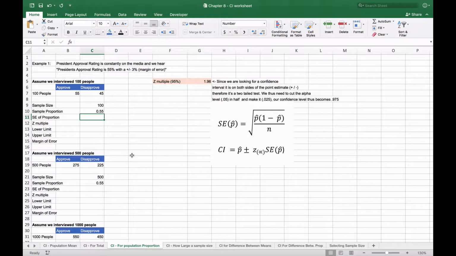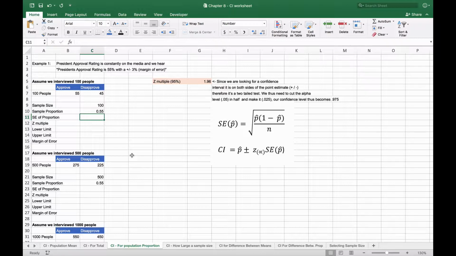There are times in which we have what's known as a proportion or a ratio that we want to develop a confidence interval for. Now, it's most commonly used when we are trying to look at a ratio of, say, approval ratings or the percentage of people who said yes to a certain question on a survey, and we see this on the news quite often. So we're going to use that as an example.